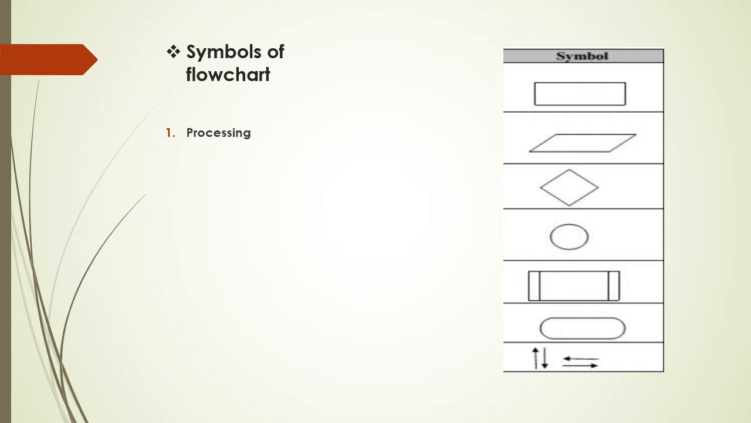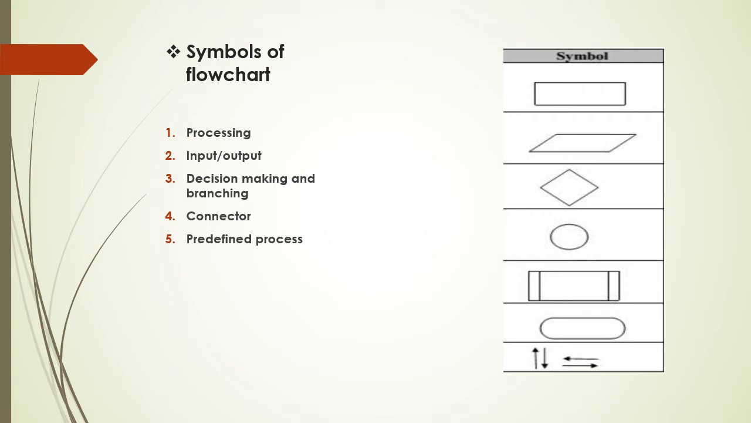The symbols of flowcharts are as follows: processing, input and output, decision making and branching, connector, predefined process, start and end of a flowchart, and flow lines.